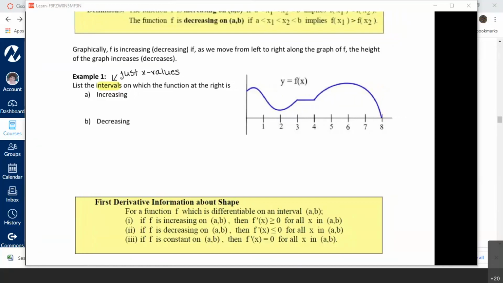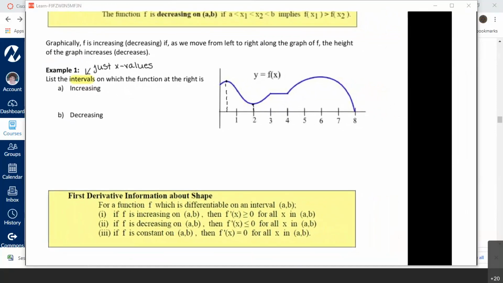So I see a turnaround point here, and I'm going to draw that down to the x-axis. I see another turnaround point here, and I'm seeing kind of a turnaround point here. And then there's this flat spot in the middle. I'm just going to draw down to the x-axis with the corners of the flat spot. So why did I do that?